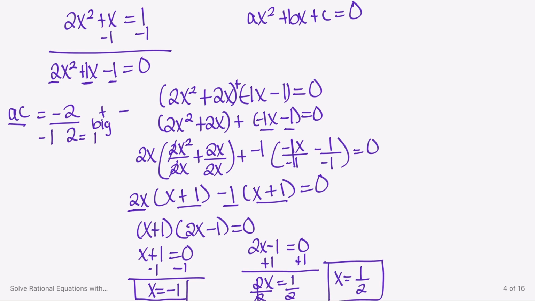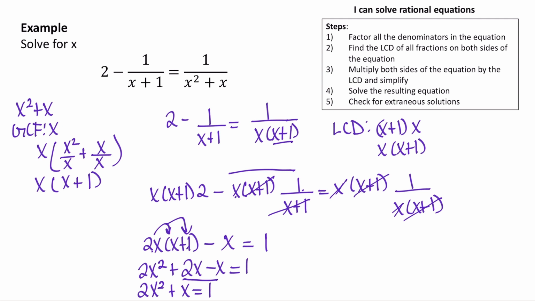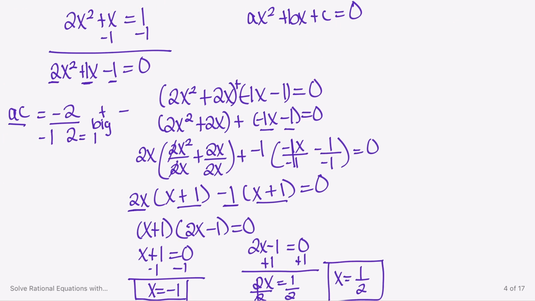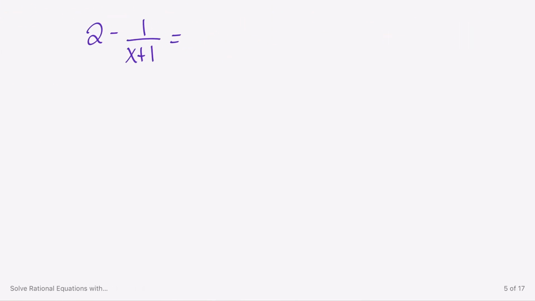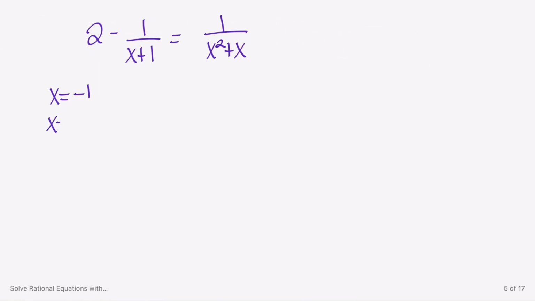So I have two solutions, but I need to make sure that they make sense in the context of my problem. Okay, so remember, the way to make sure that they make sense is to go and plug them back into the original problem. So I'm going to go back and recopy that problem. So I have 2 minus 1 over x plus 1 equals 1 over x squared plus x. Okay, so I'm going to plug in x equals negative 1 and x equals 1/2 to make sure that my solutions are valid.